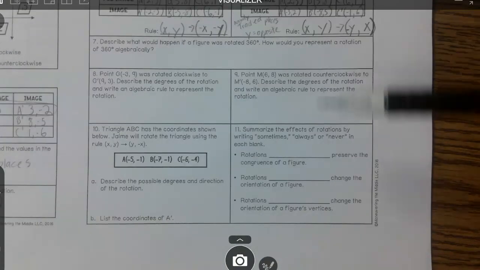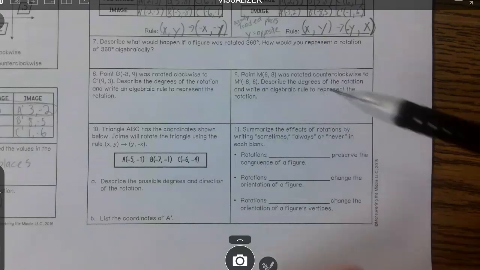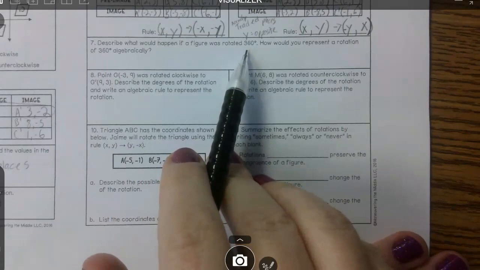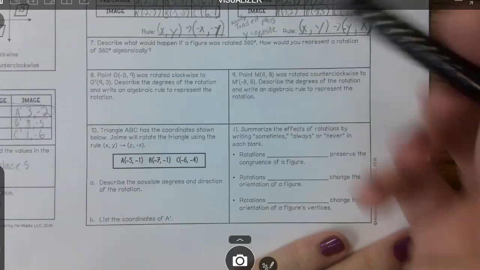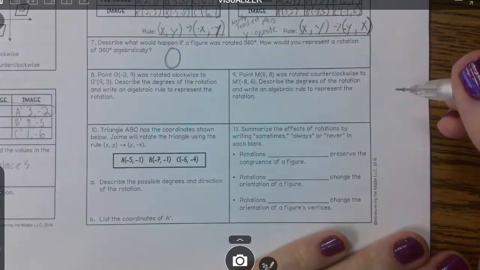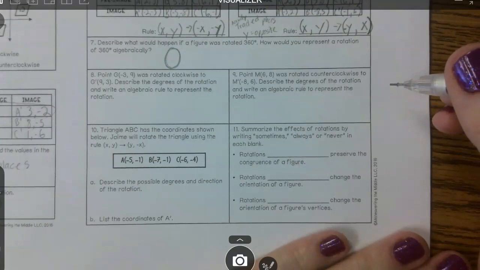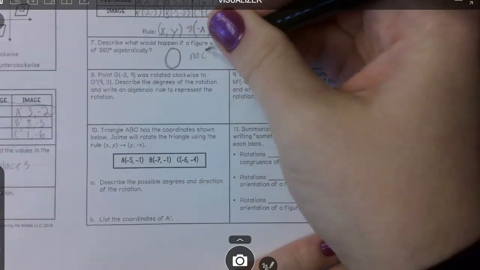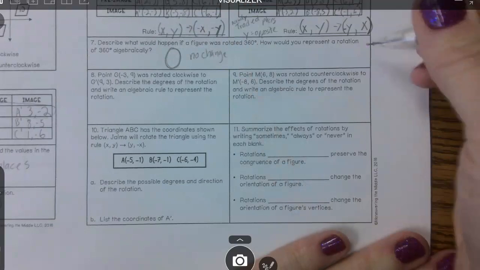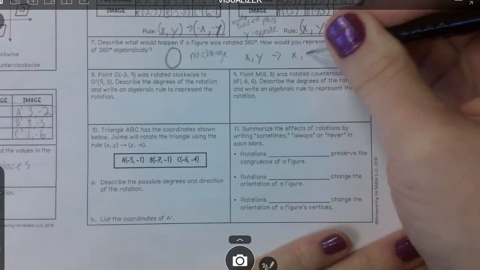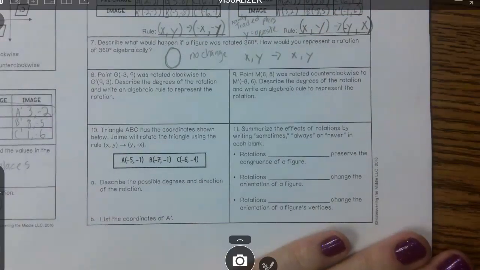Okay, we have a few other questions to answer here. Number 7 asks us what would happen if a figure was rotated 360 degrees. Interesting. Well, isn't 360 degrees an entire circle? So if something was rotated all the way around, it would be back to its original position. So it would look like no change. And algebraically, we'd say (x, y) is still (x, y). It is going to be exactly the same.